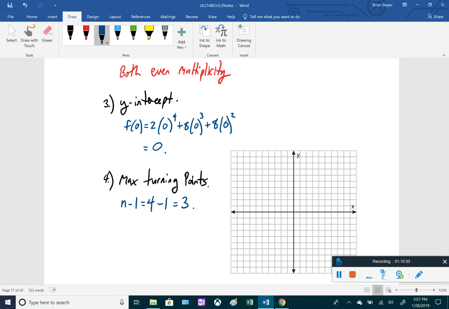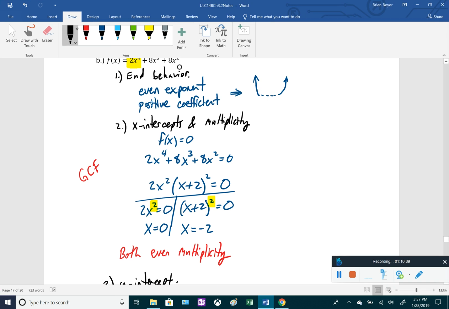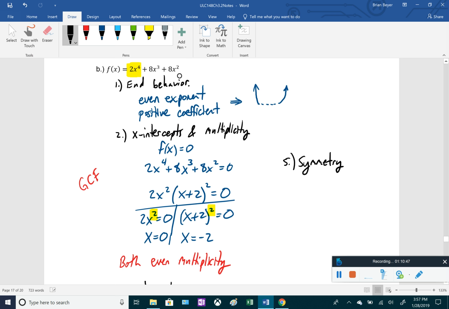And for the last step, for the symmetry, let's go back up here. So there is a mix between even and odd exponents. We have 4, 3, and 2. So once again, just like before, that means this has neither y-axis nor origin symmetry.